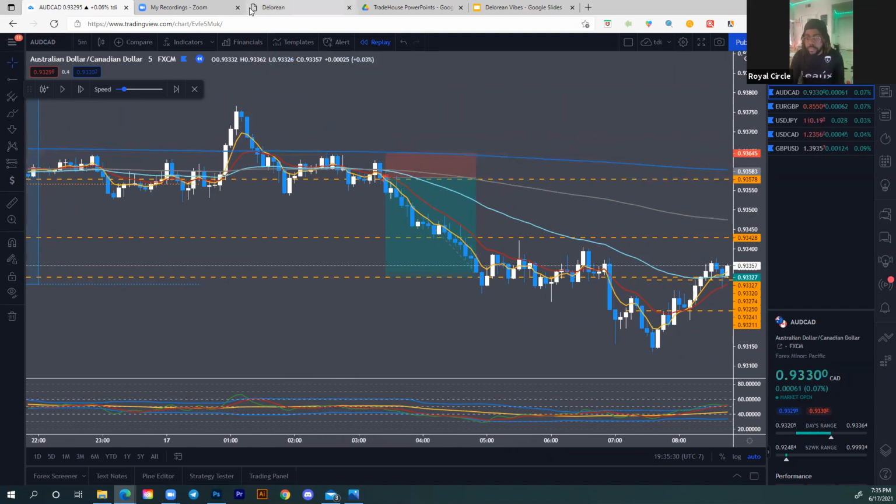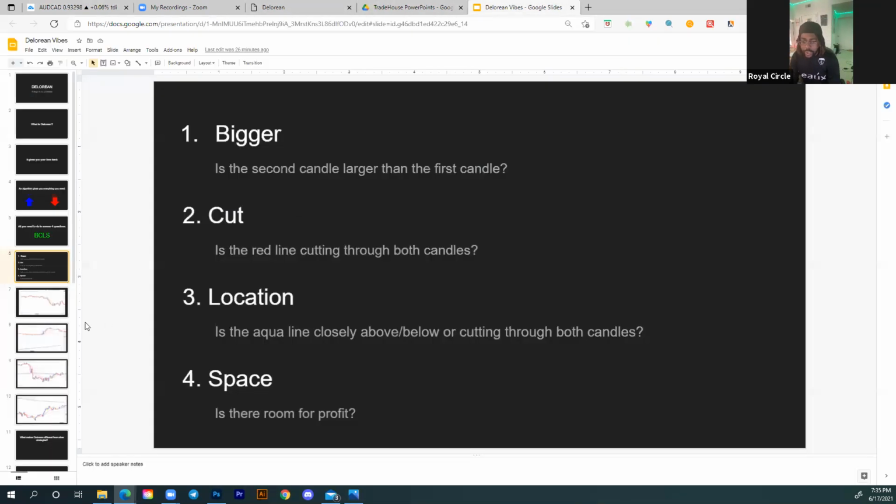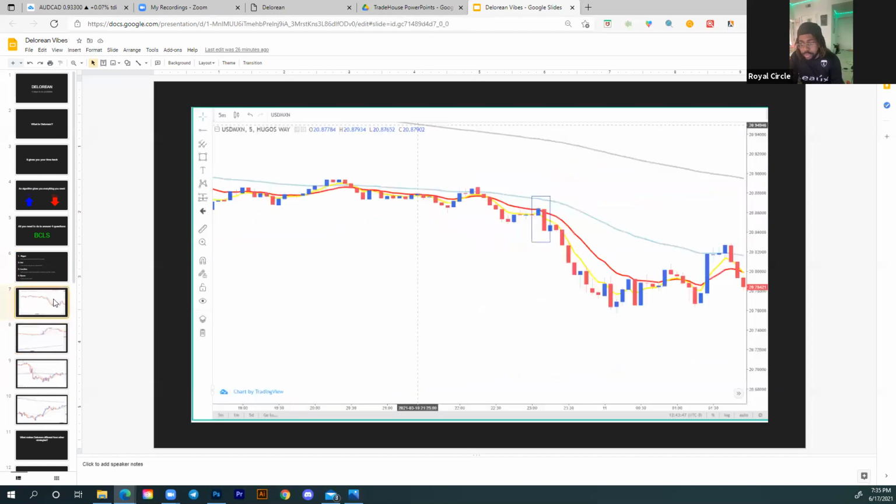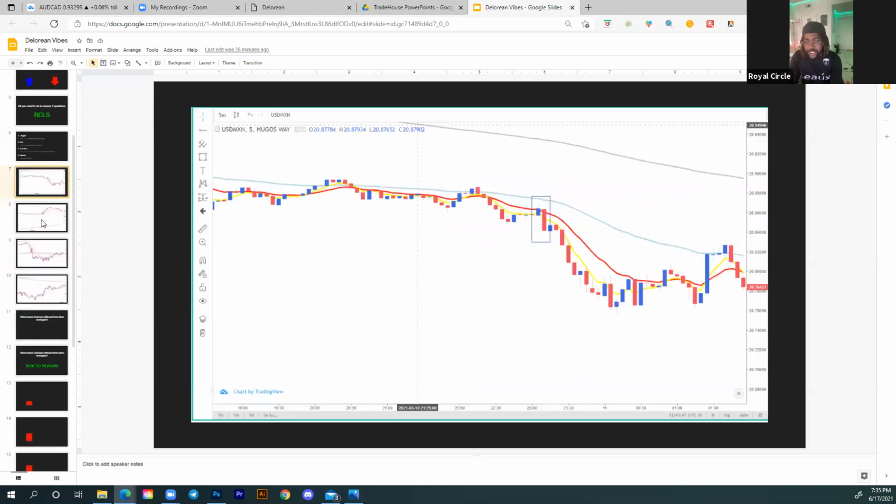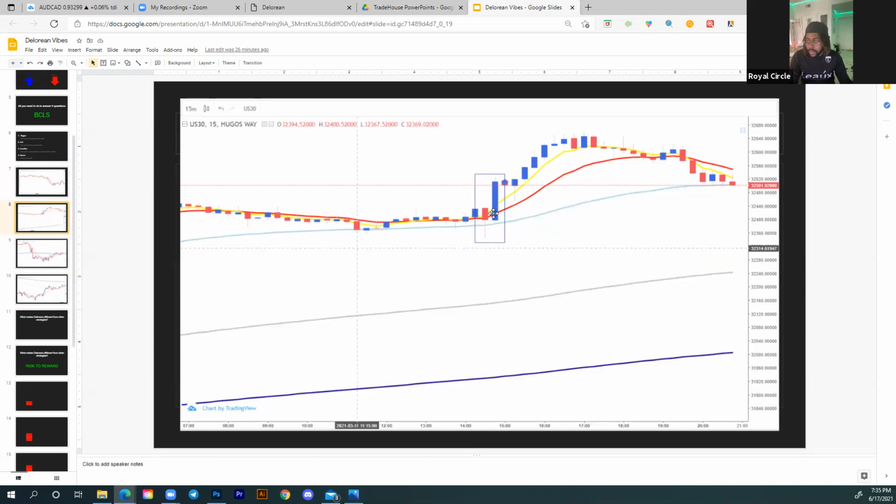So, next thing I need to show you guys is some bad examples. This is just another example of a good example. BCLS, second candle larger than the first, red line cutting through, the aqua is closely above, and you have room for profit. Same thing. Second candle is larger than the first. Red line cutting through. Aqua is closely below for the buy. Profit.